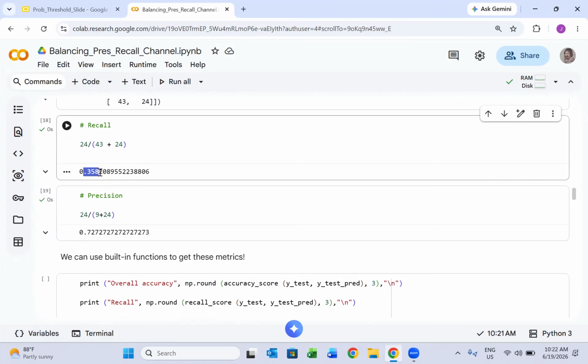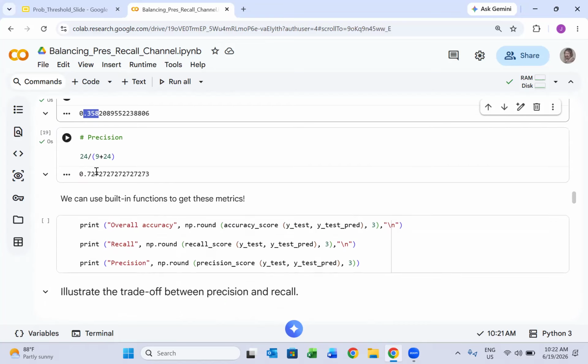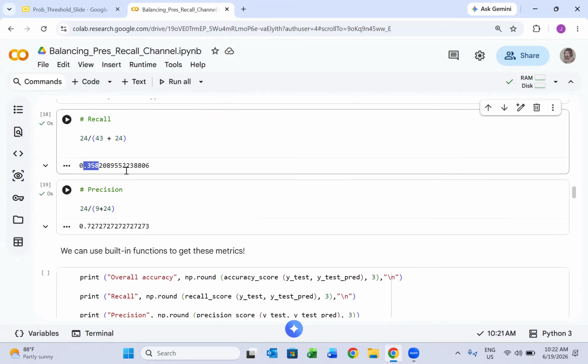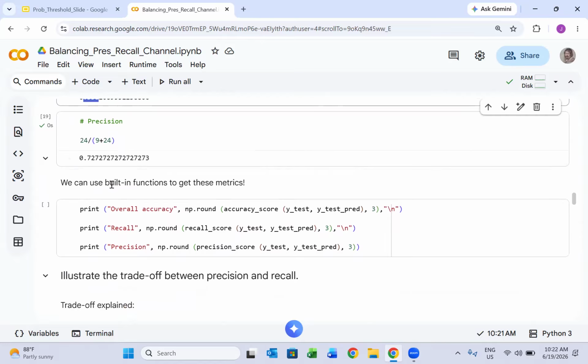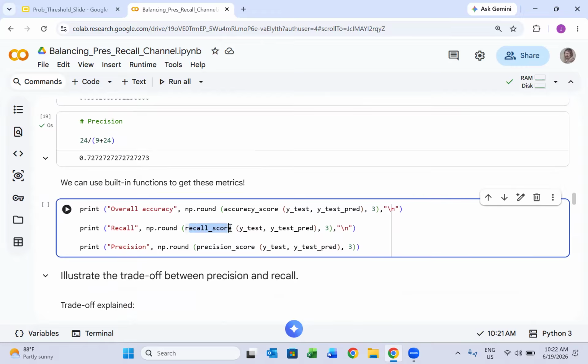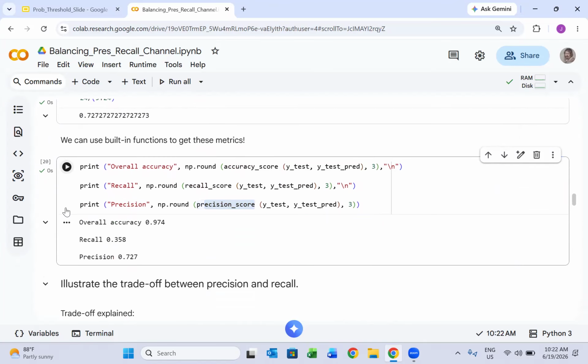Okay, so now we know what precision and recall are and how to compute them. I just want to show you that to compute precision and recall in scikit-learn, you don't need to do it semi-manually from the confusion matrix. There are built-in functions in scikit-learn to compute precision and recall. To compute recall, we can use the built-in function recall_score, and to compute precision, we can use its built-in counterpart. Sure enough, we get the same values.